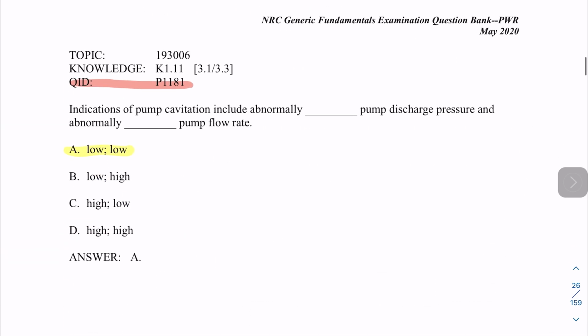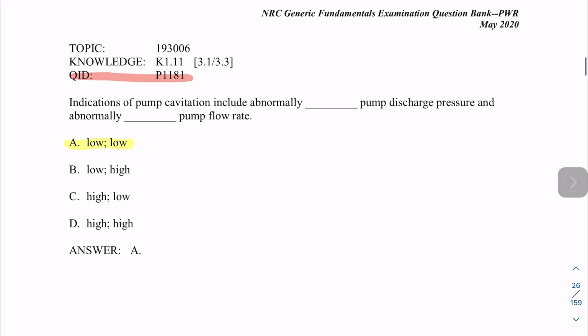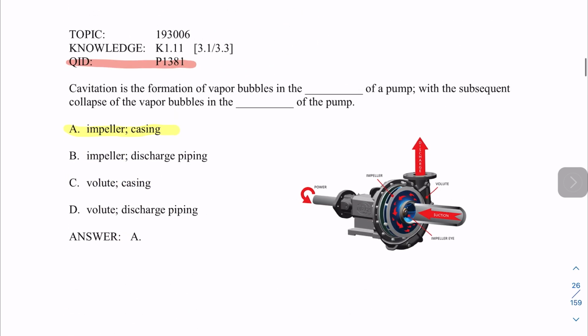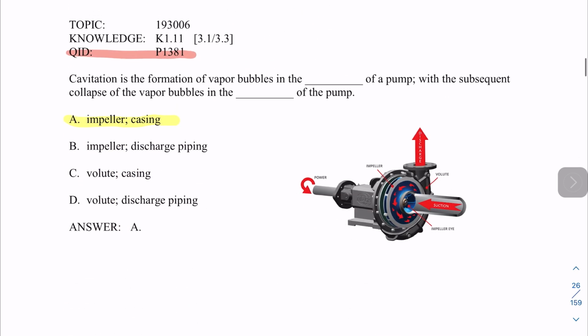Next one, question P1181. Indications of pump cavitation include abnormally, cavitation, we talked about it before, cavitation is equal to low pressure and low flow rate. So low and low, that's cavitation. Next one, P1381, we already saw that.